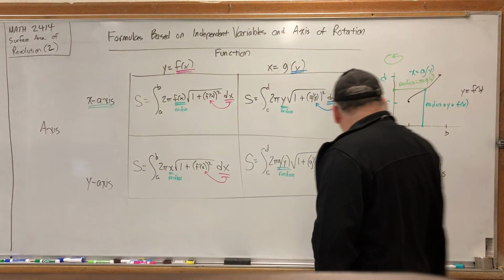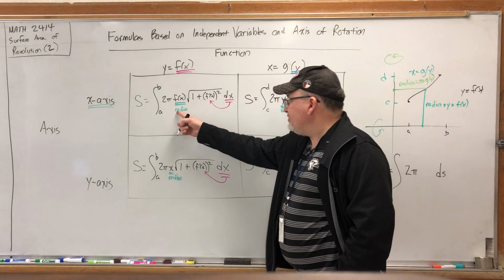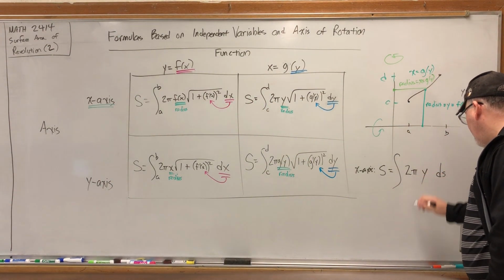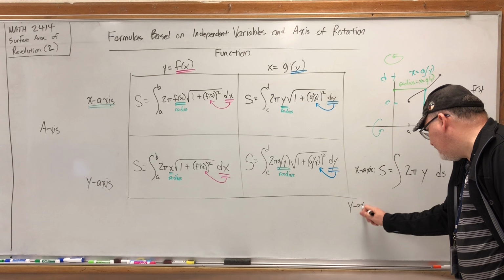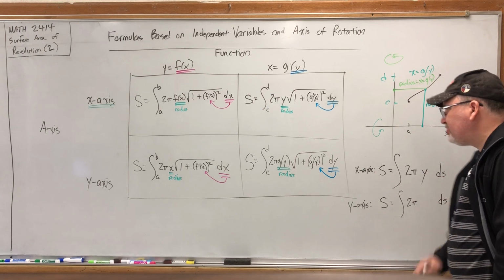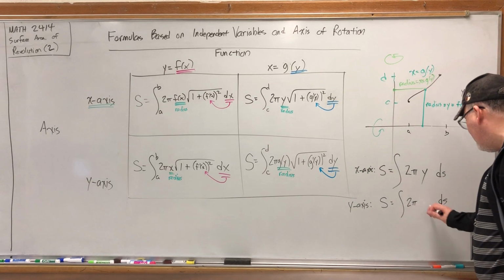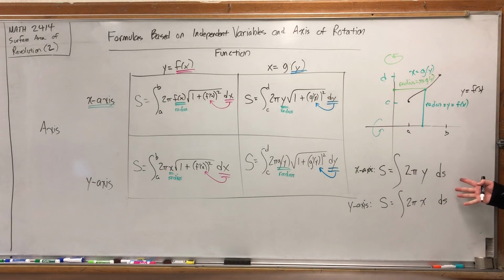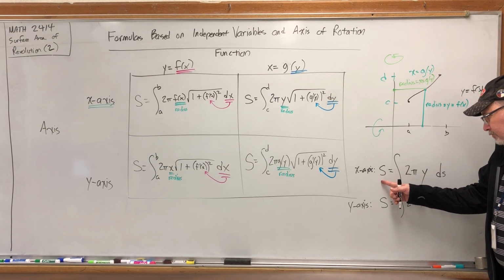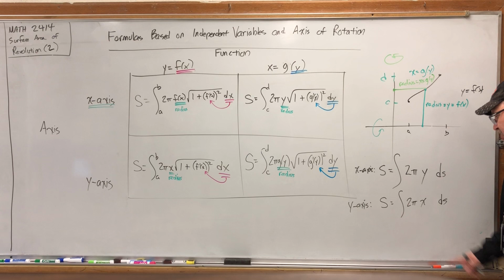When you're going around the x-axis, the thing here is f of x or y. If you're going around the y-axis, your surface area is the integral of 2 pi, still ds, but when you're going around the y-axis, your radius is either x or g of y, which are equal, we'll call it x. So this is probably the most compact way I can recommend for remembering these formulas: the surface area is the integral of 2 pi y ds when you go around the x-axis, or 2 pi x ds when you go around the y-axis.